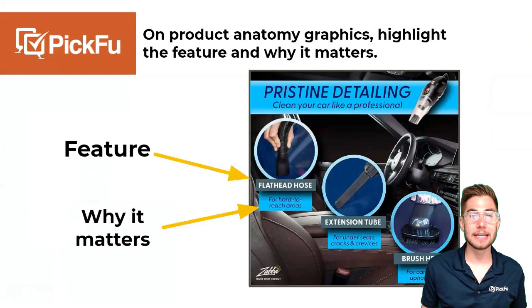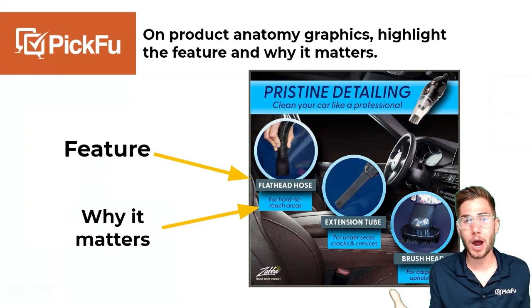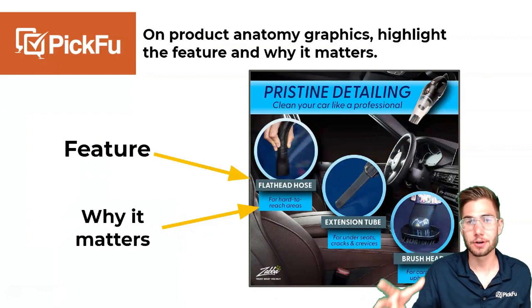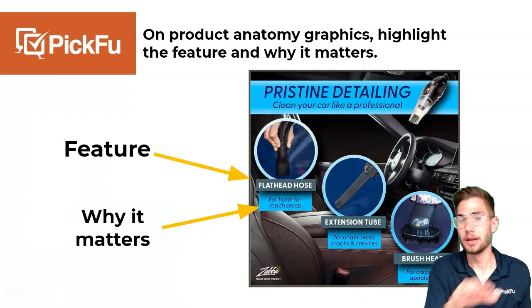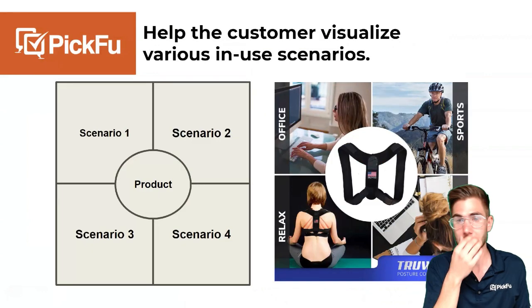The other thing too is when you're making these what I call anatomy graphics, don't just say what the feature of the product is. Explain why it matters. Explain why they should care. And so this is a really great example here. They're not just telling you extension tube. They're telling you, okay, why do I care about an extension tube? I care about it for under seats, cracks, and crevices, right? Again, don't make the brain do any extra thinking. Just give it all to them. Here's the feature. Here's why it matters, and do that in the graphic itself.